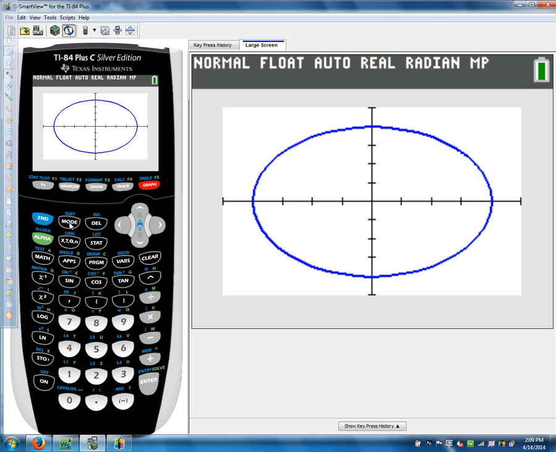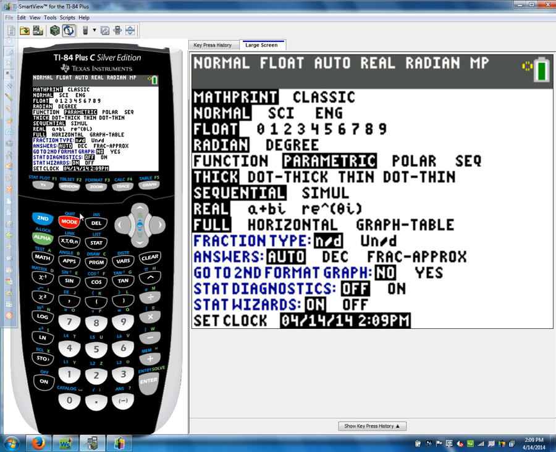Let's see. Are you in radian mode? Go to radian mode. Yep. You need to make sure you're in radian mode, or you're going to have a rad time, right?